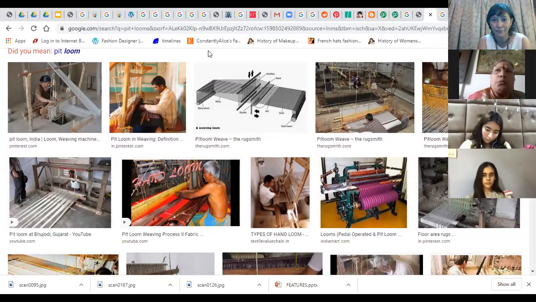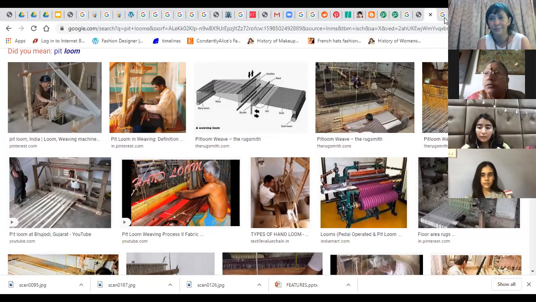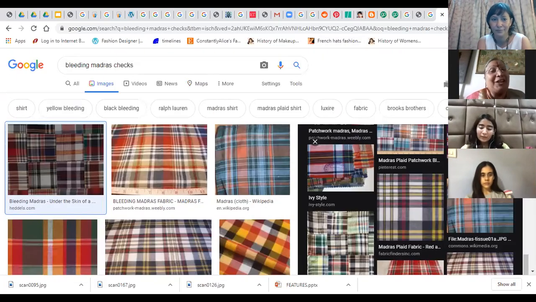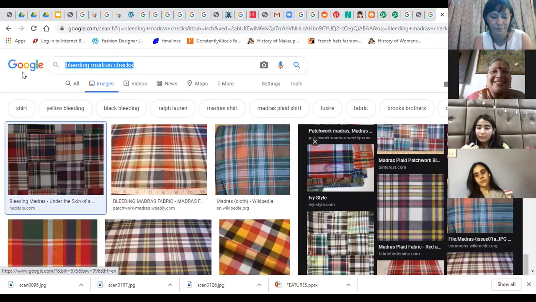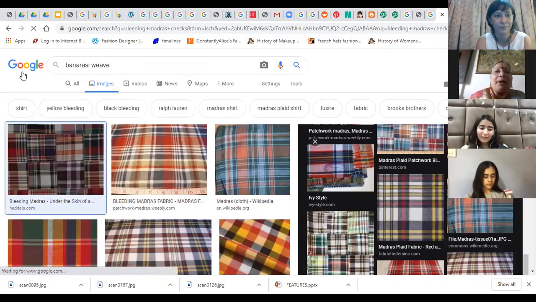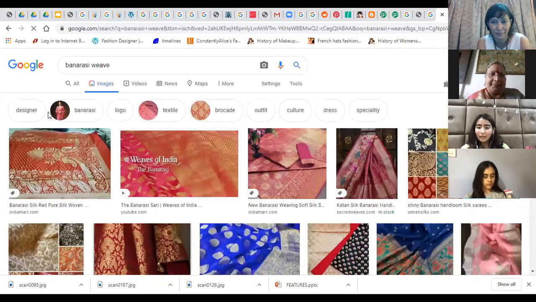Now, can you give me one or two examples of design applied on the loom? Anybody who's aware of that? Banarasi sarees. Which kind of Banarasi sari? There are many kinds of Banarasi sari. The one with golden zari work. Okay, you're talking about the brocade. That's the right term. Yeah, brocade.